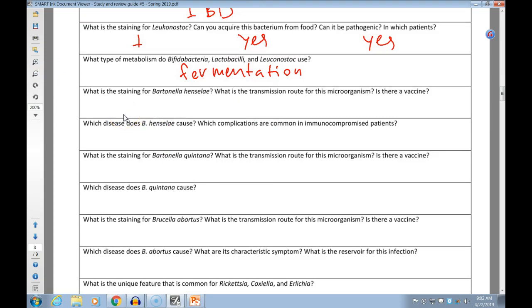So from now on, if you don't mind, unless noted, I'm not going to say staining because it's going to be a big gram-negative story, okay? So Bartonella henselae, cat scratch fever. That's a nice acronym right there. Transmission route is from animals, from cats, but it can also be transmitted by ticks and lice. No, there's no vaccine. Okay. Complications: hepatitis, biliosis. That's it.